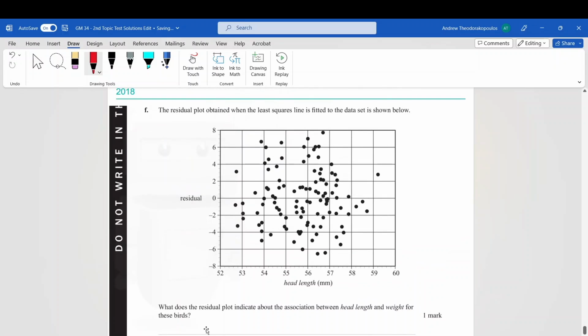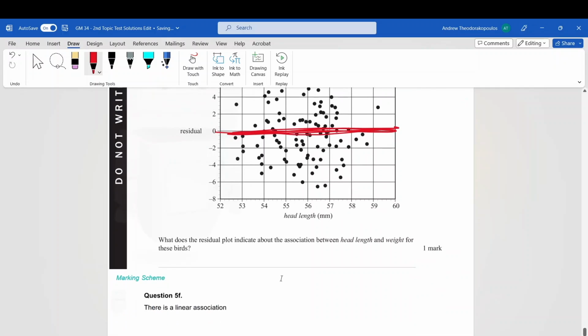Last question is, what does this residual plot, remember the residual plot is where the line is right through the middle, indicate about the association? Well, because there's no random pattern, there is a linear association. Because there is no pattern, just random points, we assume that there is a linear association.